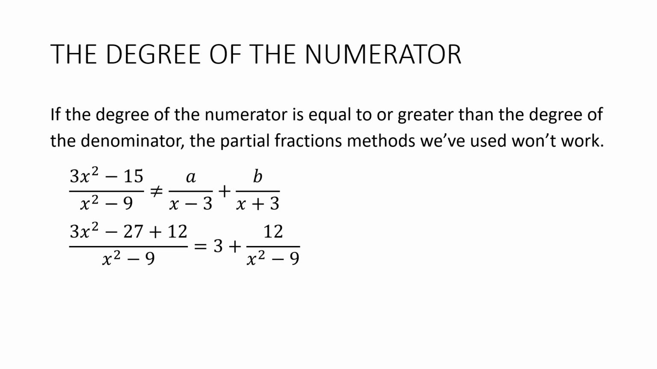I'm going to do it like this. I'm going to match the denominator. I've got a 3x squared term, so I'm going to want 3 lots of x squared minus 9, which is 3x squared take 27. Now that over that gives me the 3. Now I need to adjust this so I haven't changed the question. I've got negative 27. Add on 12 and I'm going to get negative 15. So splitting this into two fractions, I'm going to get 3 plus 12 on x squared minus 9. And now I have got a fraction that I can split into partial fractions. And so it'll end up looking like that.